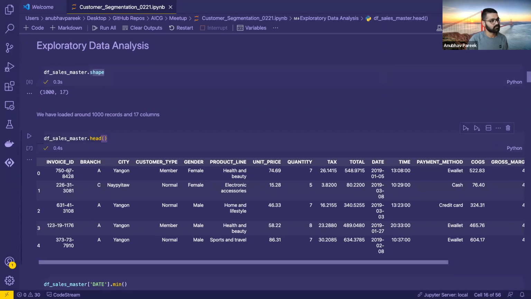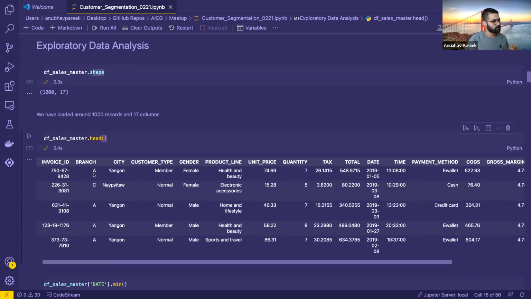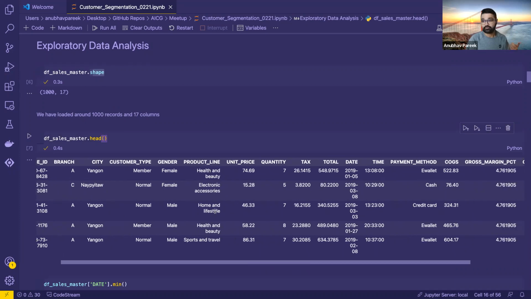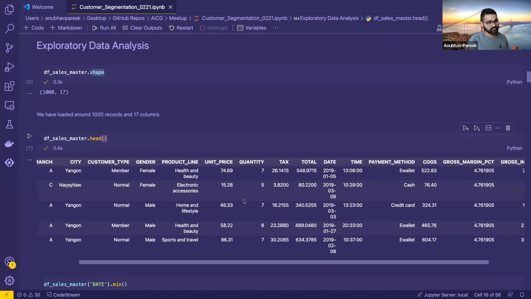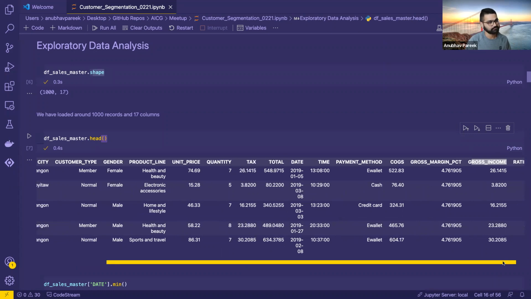So your invoice ID looks like a complex number with an alphanumeric format to it. And then you've got your branch details, the city of the supermarket, the type of customer, the gender of the customer, the product line of the product we're talking about, the price, the quantity, the tax, total cost, date of purchase, time of purchase, payment method, cost of goods sold, the gross income, and the rating that's given by the customer here.